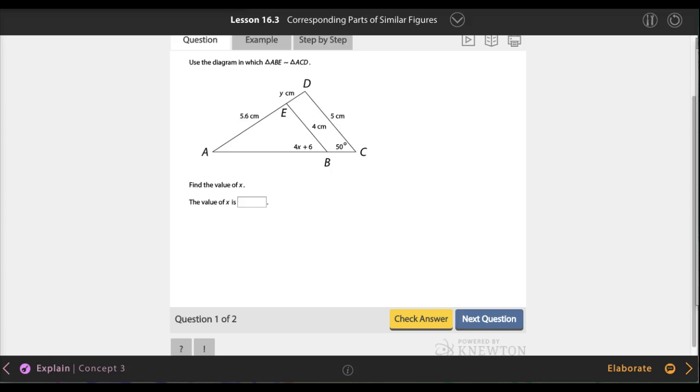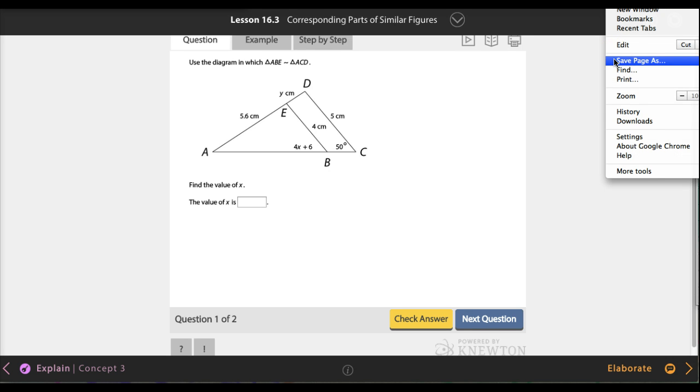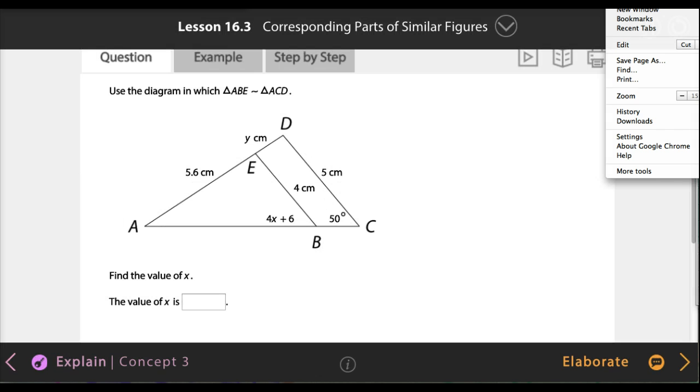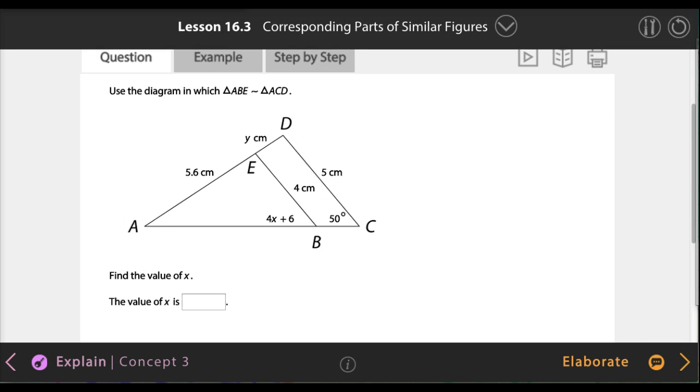Okay? Because that's the easiest way for me to explain this. And after this video, this question, I'm gonna be done. Let me make this a little bit bigger for you so you can see better. Okay, so it says use the diagram in which triangle ABE is similar to ACD.